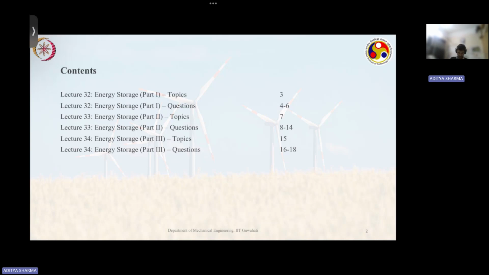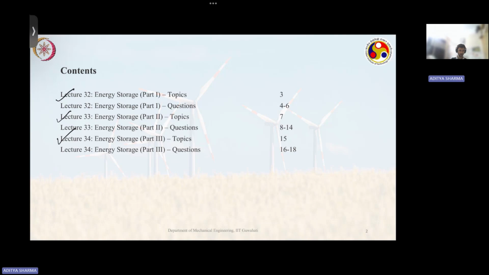So in total, there are three lectures. All three lectures are on energy storage only. This has been discussed in three parts, right? Where in the first part you focus on electric storage and electric storage systems. So there is pumped hydro storage system and compressed air storage system.